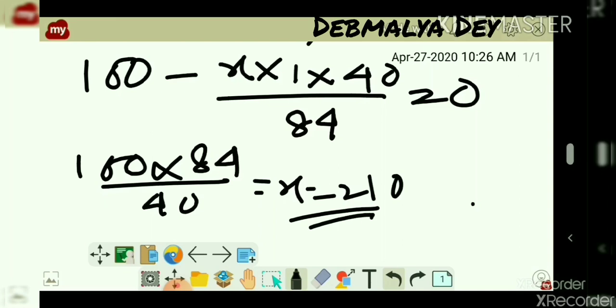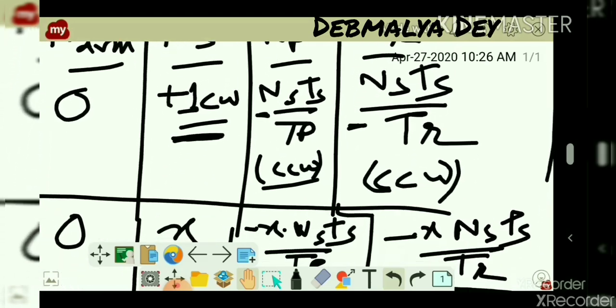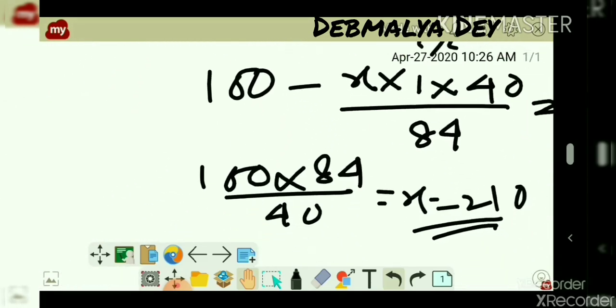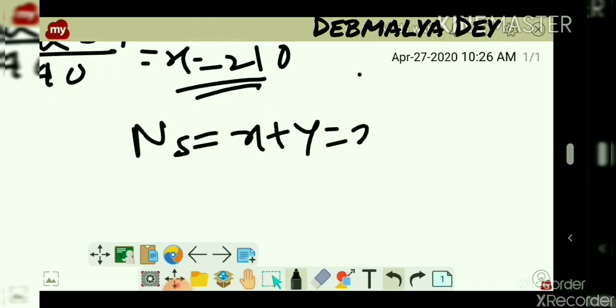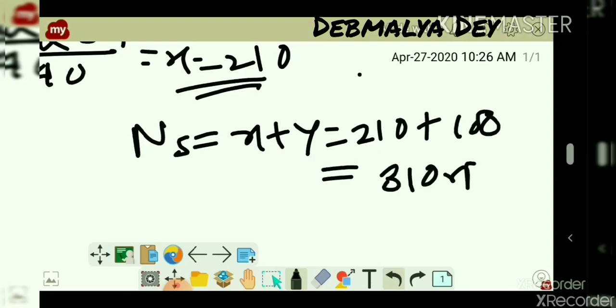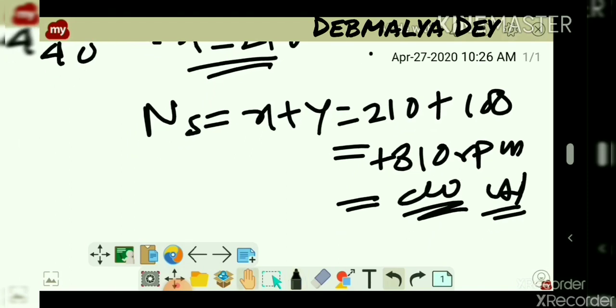Now in the question we are asked, if the annulus is fixed, find the speed of the wheel. What was the equation for the wheel, that means the sun gear? x plus y. The value of x we have found is 210 and y was 100. So n of sun will be x plus y, 210 plus 100, that means positive 310 rpm, so clockwise. This will be the answer for the first case. Now moving on to case 2.